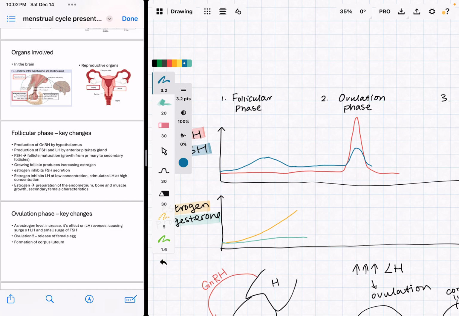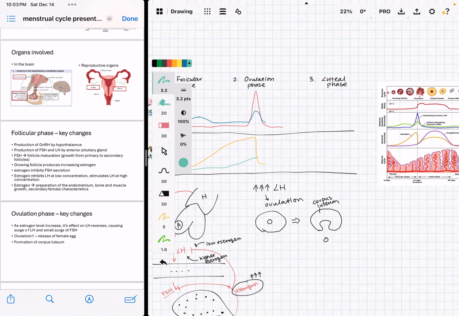What about estrogen? Estrogen, during ovulation, is going to experience a significant drop. And progesterone, we also really haven't talked about it much, but it's just going to slowly increase until ovulation.